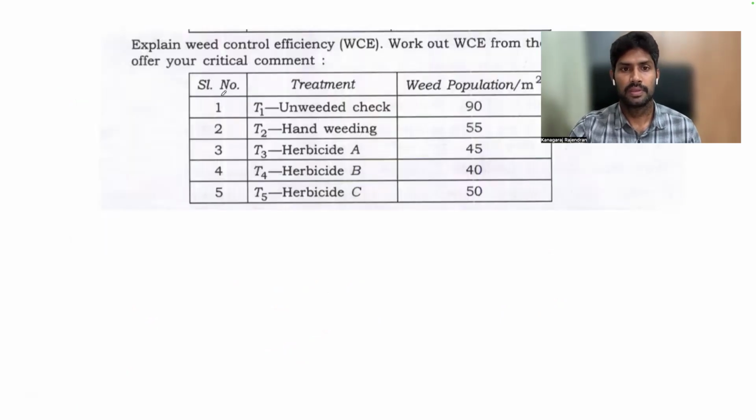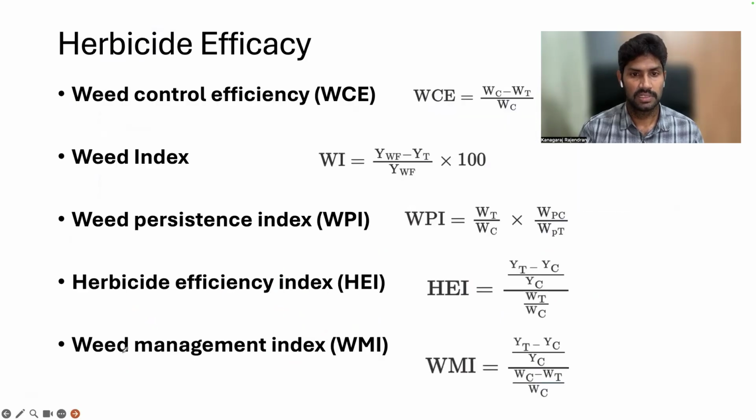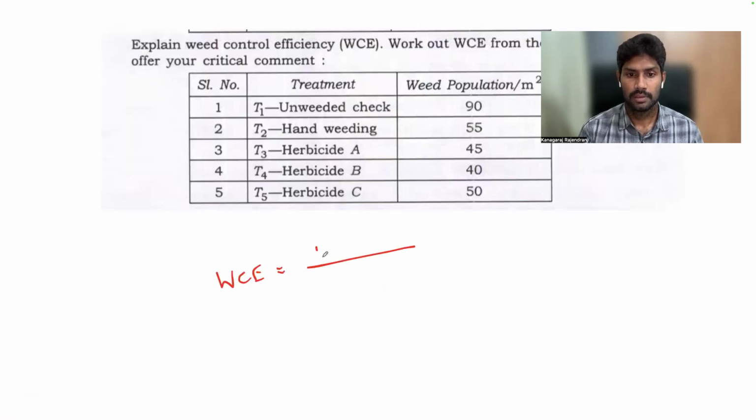And this is the calculation of weed control efficiency. So for weed control efficiency, the formula is very simple. So what is the population? Here we calculate the weed population, not the yield. So weed population in the controlled plot, C means controlled plot. So the weed population in the controlled plot minus the weed population after treatment, divided by the weed population in the controlled plot into 100. So this is a simple formula, right?